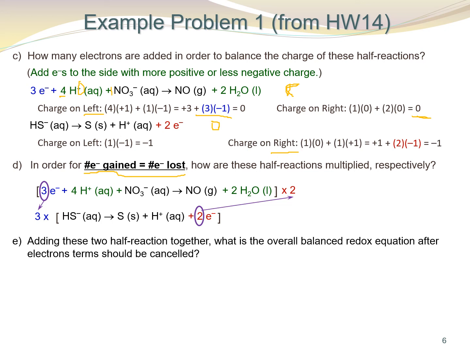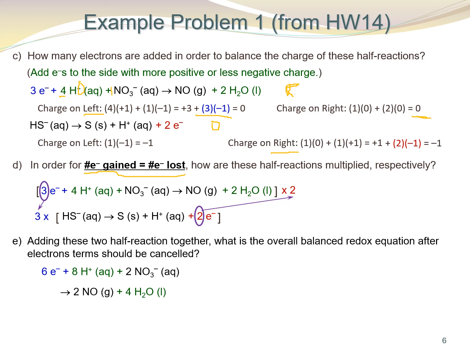2 times 4 protons, so that would be 8. 2 times nitrate, that would be 2. 2 times nitrogen monoxide, that would be 2. And there are going to be 4 water molecules. That is exactly what we're going to do for the first half reaction.